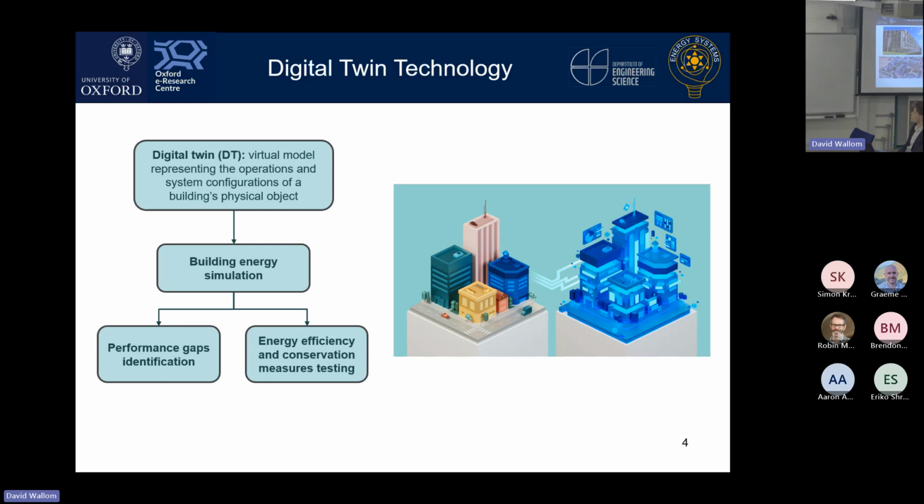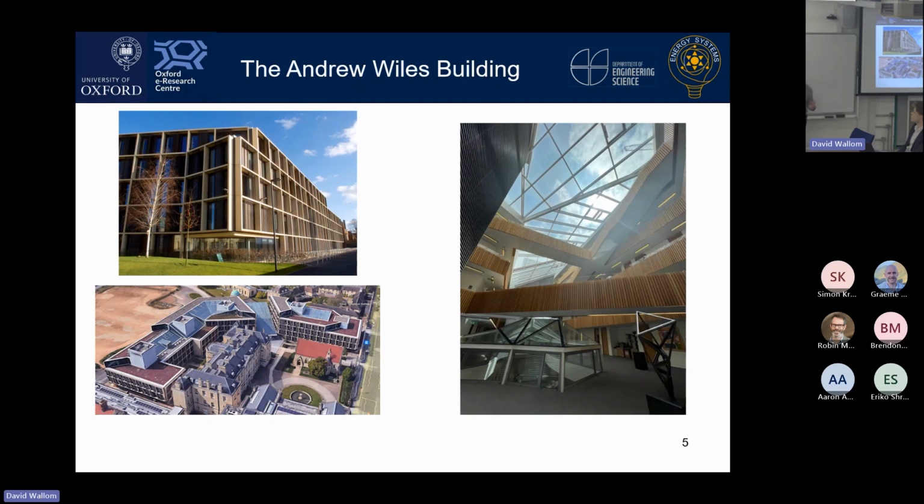So for me, as part of my dissertation, the goal was to demonstrate how digital twin technology was a great tool to assess the energy performance of buildings. And for this, I took the case study of the Andrew Wiles Building here in Oxford. It's the home to the Mathematical Institute for the university. It's quite a recent modern building. It was built in 2013. So it's 10 years old now.